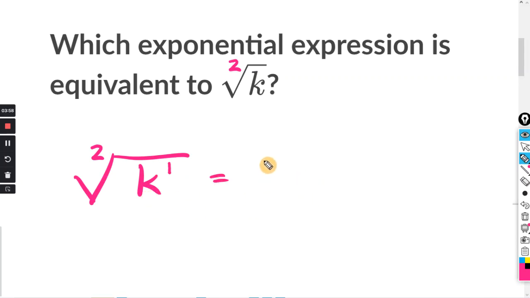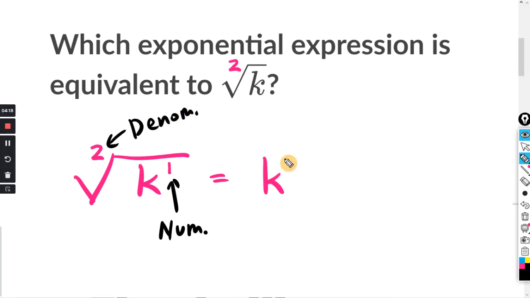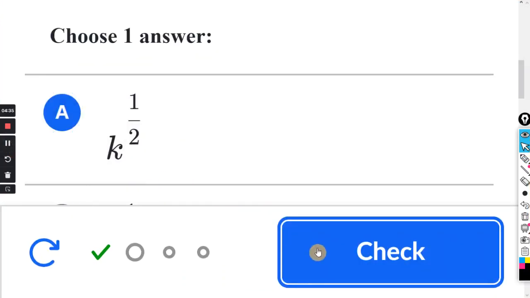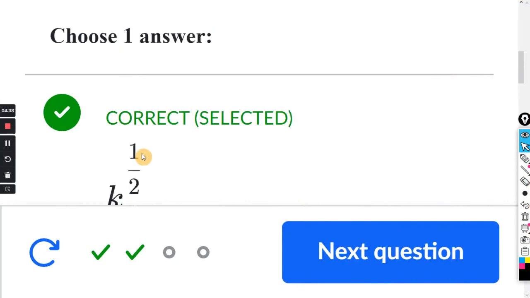So we have our k, and we want to make the fractional exponent. We said the exponent was the numerator, and the root was the denominator. So the numerator is going to be 1, and the denominator is going to be 2. So it's just k to the 1/2. The square root of k is the same as k to the 1/2. Again, it happened to be answer A.